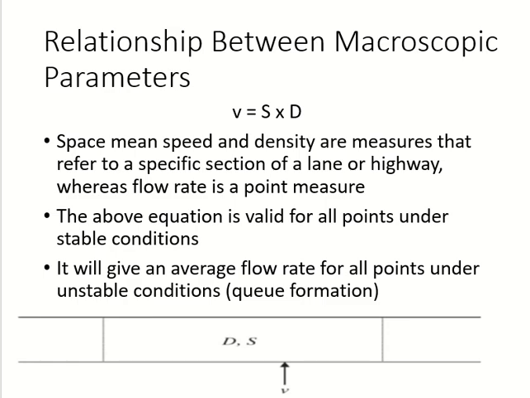S into D will give you one value of V, and here it should give you another value of V. So you have to keep in mind that this equation gives the same answer until the section is uniform. When the uniformity is broken by any means, it could be because of a median, it could be because of shoulder, it could be because of intersection, anything.